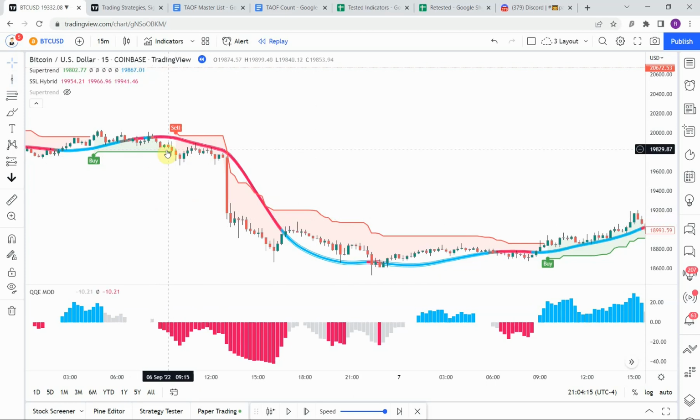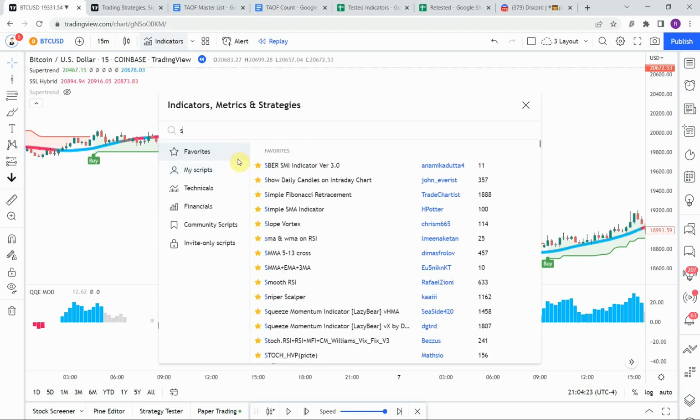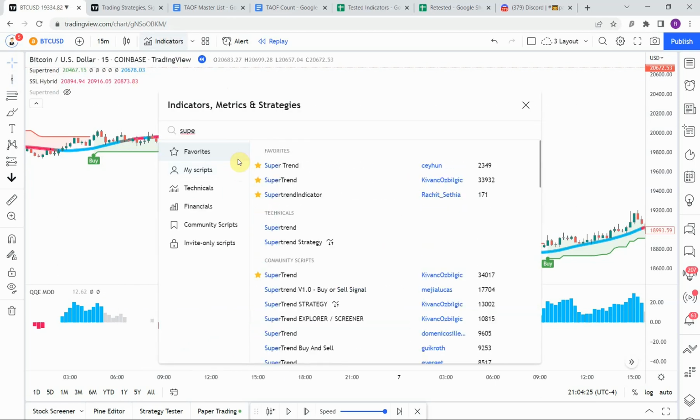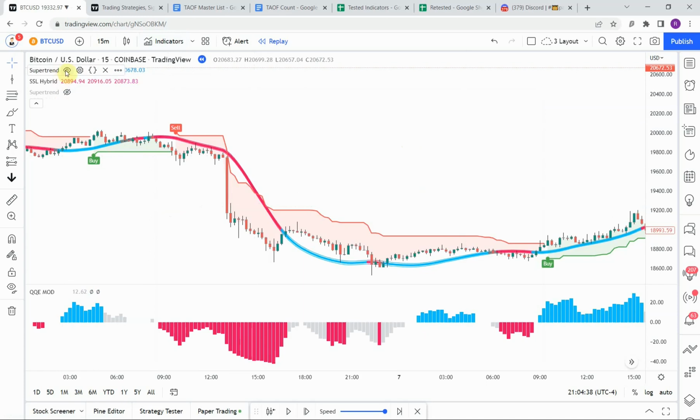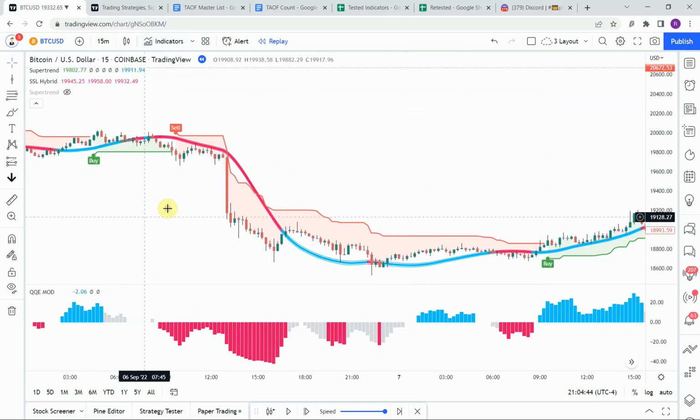Now, to run back through what we have going on here, we have the standard Super Trend. If you just type in Super Trend into the indicator search, it's this one here by Kavan, so on. That is the Super Trend that we're using, and it is set to just the standard default settings. Chart is the time frame.